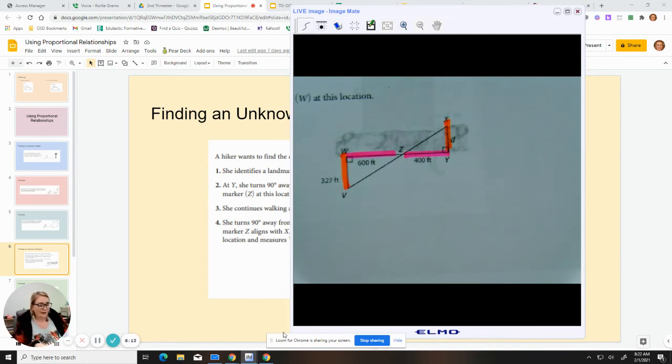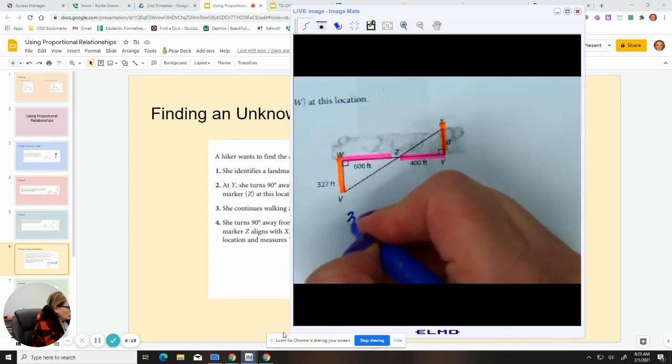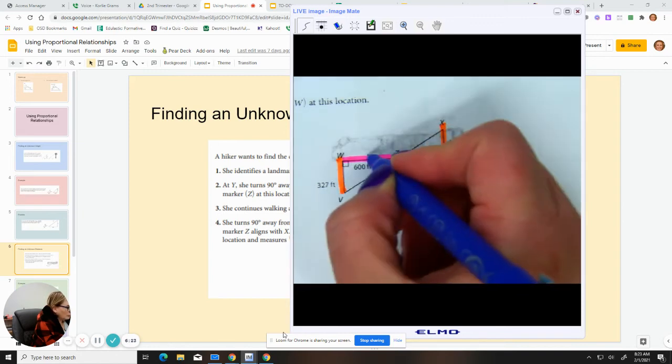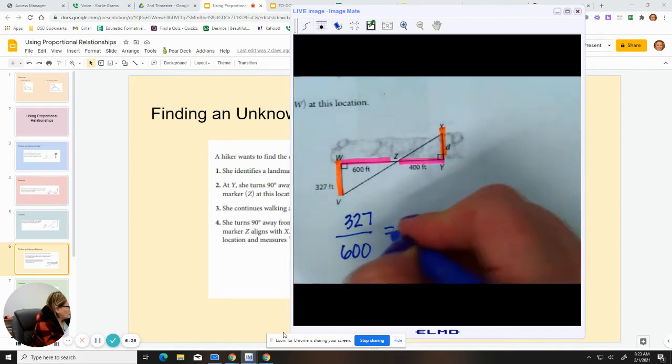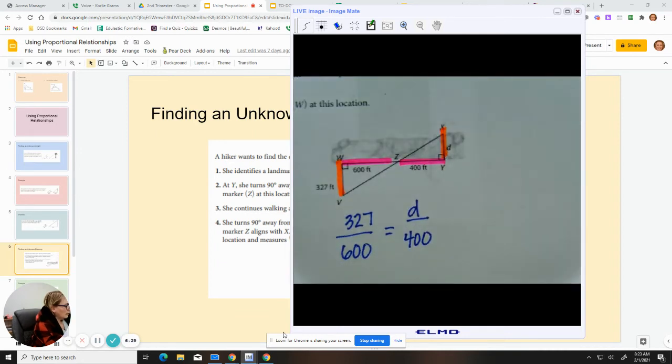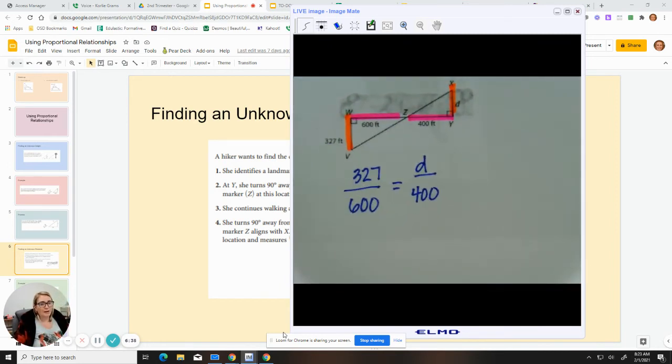Okay, once you have that figured out, setting it up is exactly the same. So we could do this triangle first, 327 over 600, right? Height over base, and D over 400. Make sure your heights are both on top, your bases are both on bottom. Once you have that, it's the exact same process that we have been using.